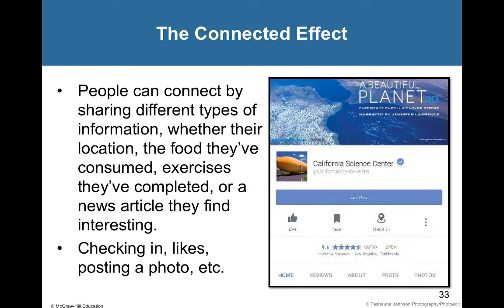I think this is probably the most obvious thing, but you can connect by checking in, liking things, posting a photo, whatever it might be, if we're talking about Facebook, for example. And you can connect and share all this different type of information, whether it's your location, certain types of food you consume, certain types of restaurants, exercises you've completed, or just a news article, whatever it is. We're all constantly connected in today's society, and we can share this information pretty easily with others, right?